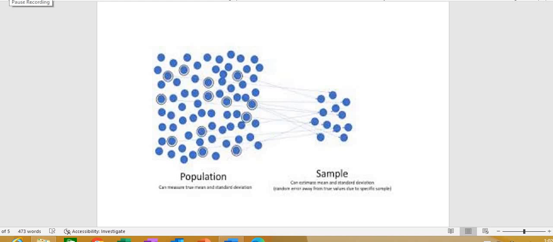What are the concepts of population and sample in research methodology or in statistics? Whenever you read a paper, whenever you are engaged in research work, you must come across two things: population and sample. What does population and sample mean? What is the difference in terms of research methodology and statistics?